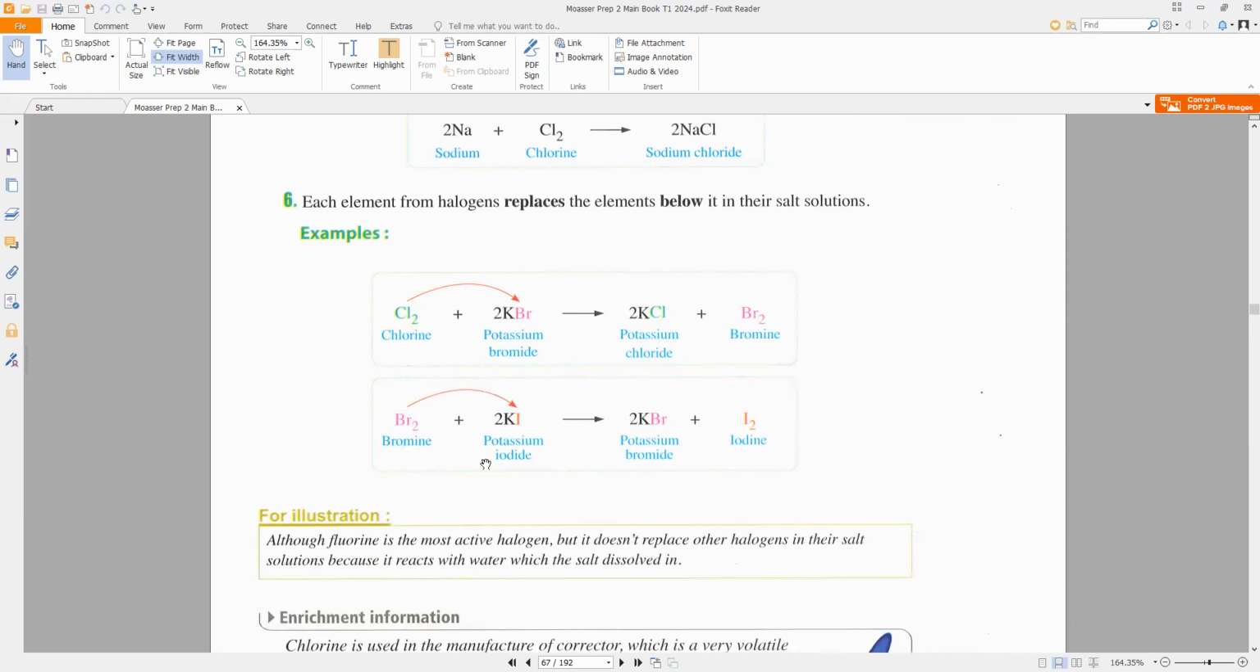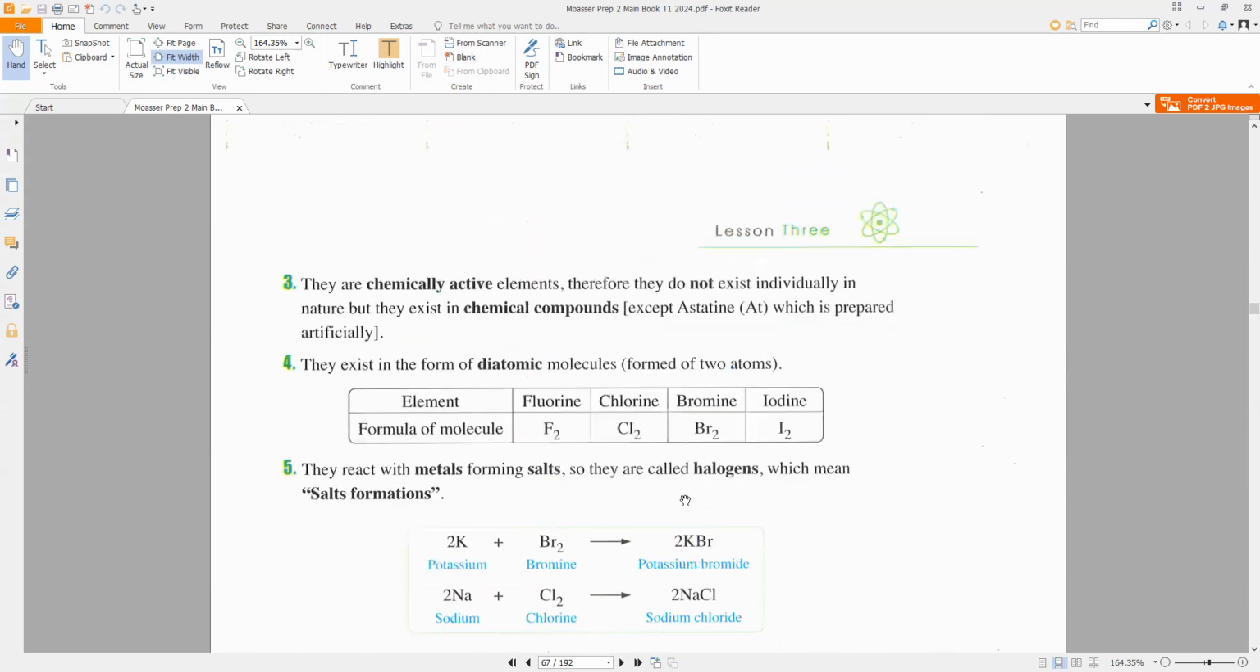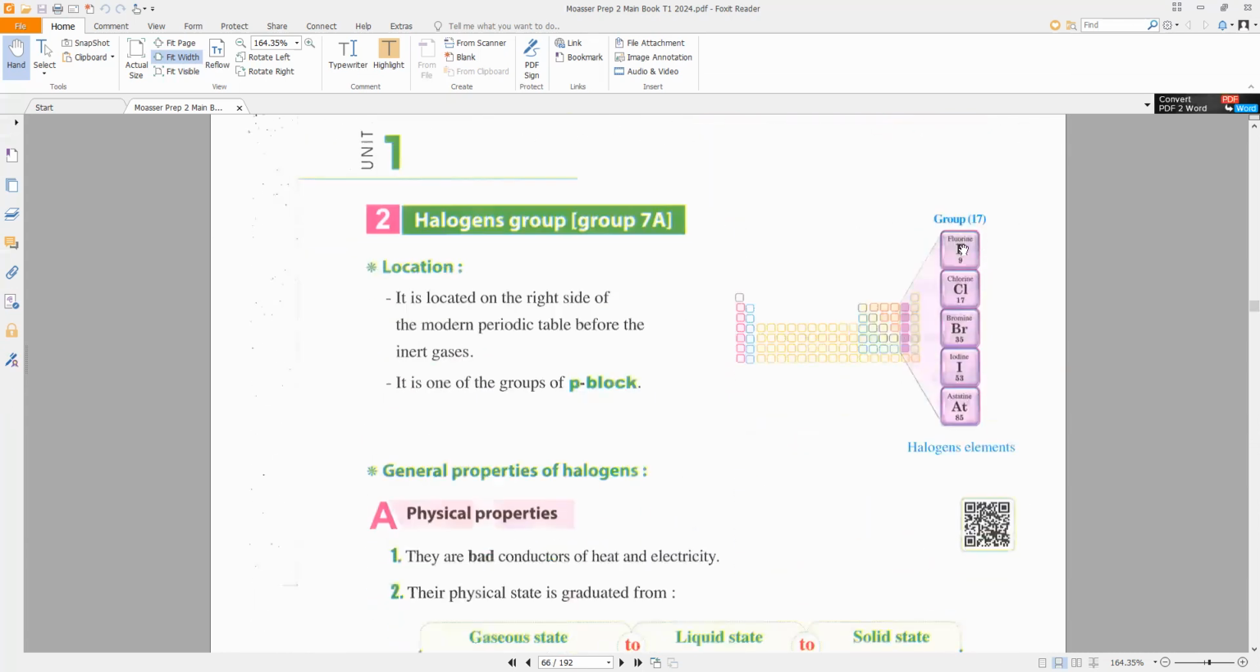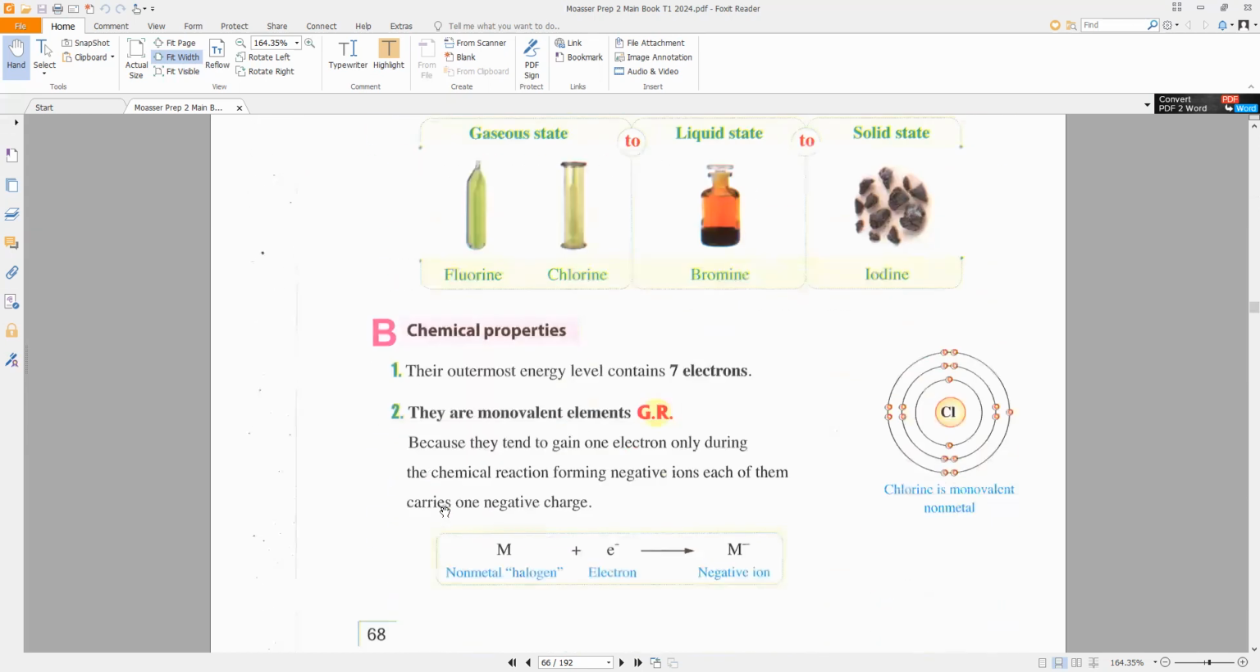When bromine reacts with potassium iodide, which has less activity than bromine, it takes its place, forming potassium bromide, and iodine is formed. But when bromine reacts with a salt of chlorine, like that.